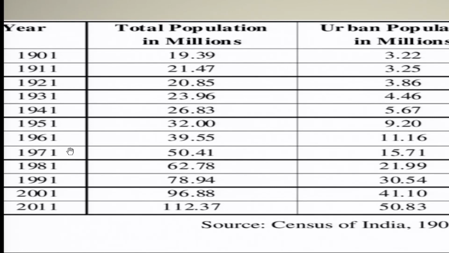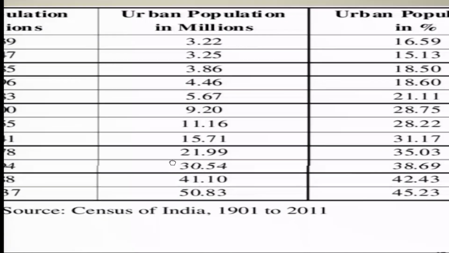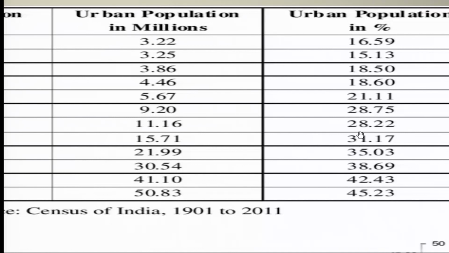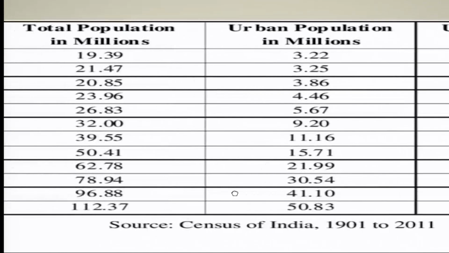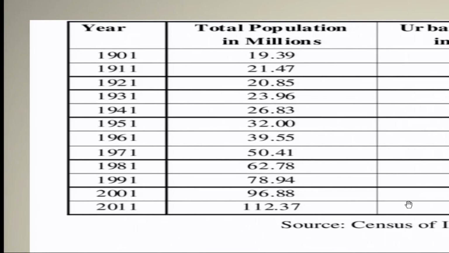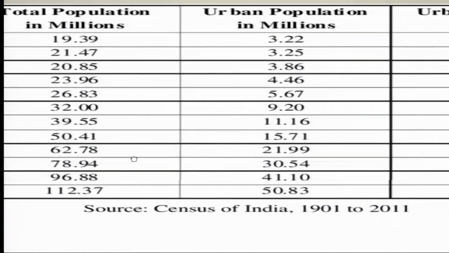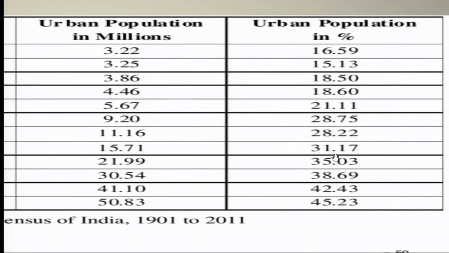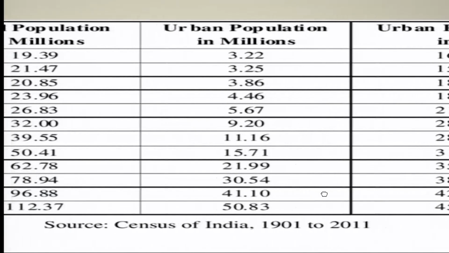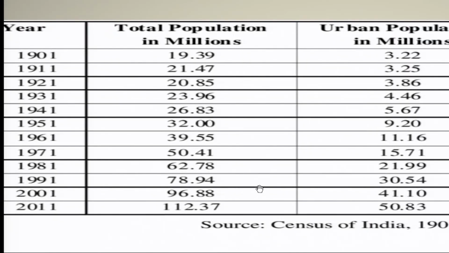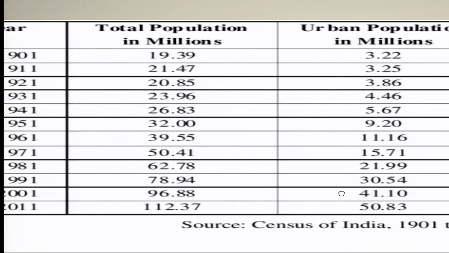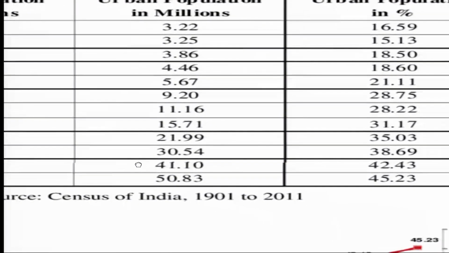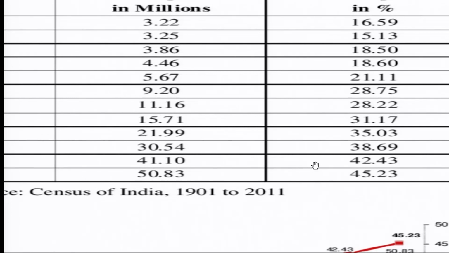When we go to 1961, it is 39.55. The urban population is 11.16 and the percentage is going to be 28.22. Then, as years go by, in 1971, the total population in millions is 50.41 and the urban population is 15.71, and the urban population in percentage is 31.17. In the year 1981, it is 62.78, urban population is 21.99 and the percentage is 35.03.